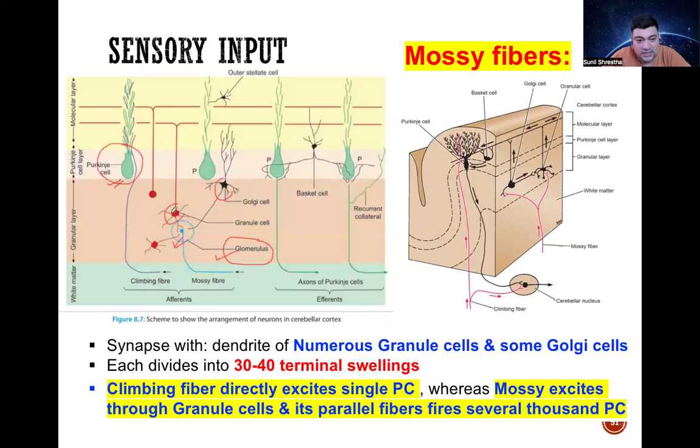With the help of this granule cell layer, which is again divided into a T-shaped structure forming the parallel fibers, they get connected to the Purkinje cell layer, the stellate cell layer, the basket cell layer, and the Golgi cell layer. So at a time, the mossy fiber can fire several thousand Purkinje cells at once.